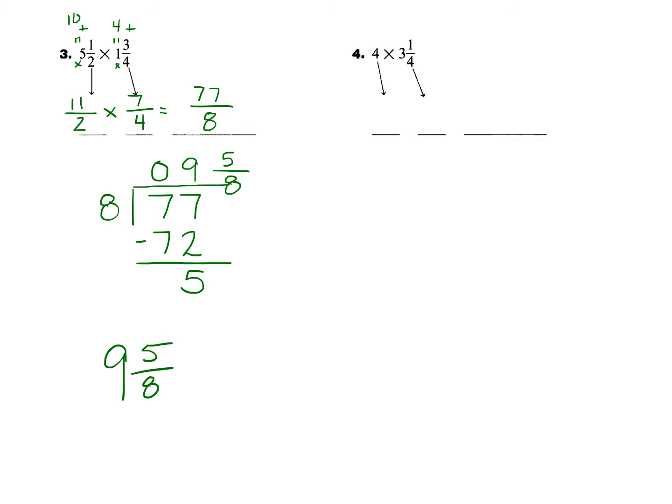Question number 4. 4 times 3 1/4. We write 4 as 4/1 multiplied by 4 times 3 equals 12. 12 plus 1 equals 13. So we have 13/4. We can reduce before we multiply. 4 divided by 4 equals 1. 4 divided by 4 equals 1. 13 times 1 equals 13. 1 times 1 equals 1. So our answer is 13.